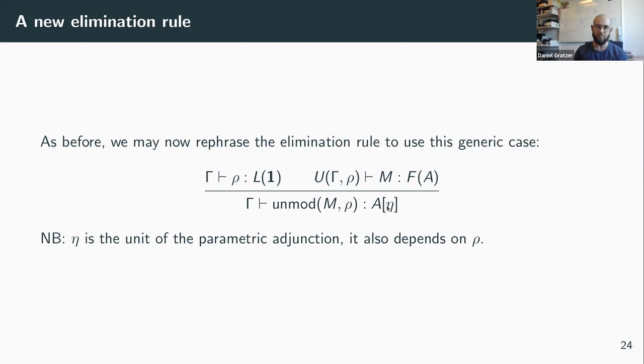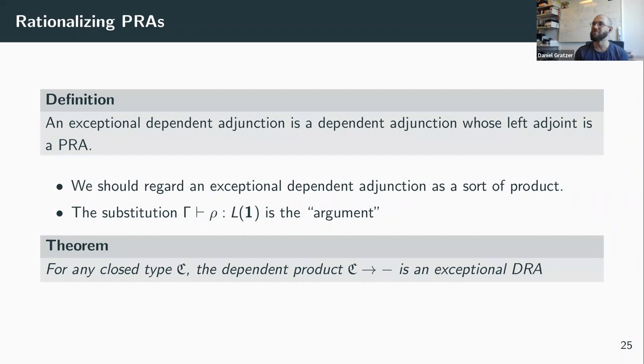Now, I think this rule is a little bit inscrutable. So while you may believe that it's formally equivalent, I think it's worth taking a step back and trying to work out why this is a reasonable rule to consider. So I'm going to make the rule go away now, sorry. First of all, some terminology. An exceptional dependent adjunction is exactly a dependent adjunction whose left adjoint is a PRA. So that's the situation we're in. I don't have a terribly good name for this situation, but they're pretty special, so exceptional.